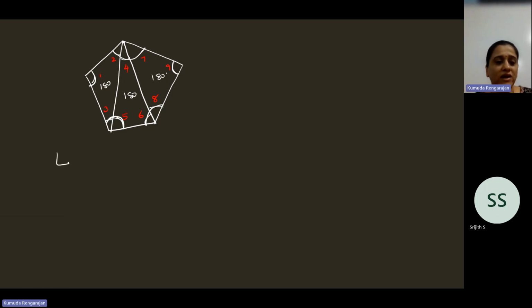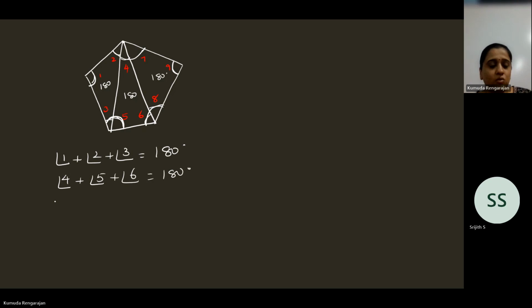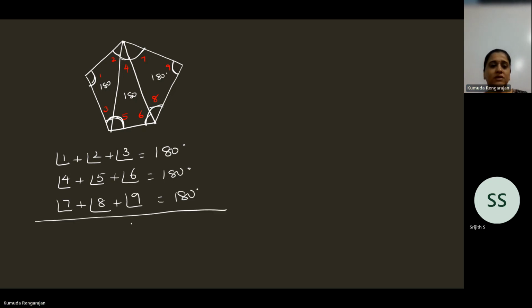Now, what is angle 1 plus angle 2 plus angle 3, children? 180, because the sum of the 3 angles of a triangle is equal to 180. Now, what is angle 4 plus angle 5 plus angle 6? 180. Agree? What is angle 7 plus angle 8 plus angle 9? 180. Okay. Now we'll add everything.